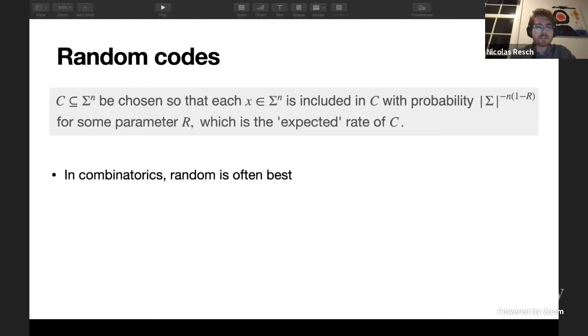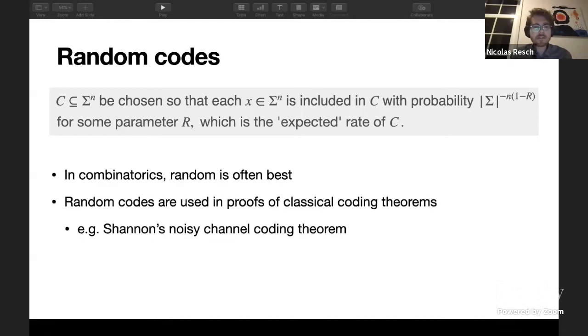Well, codes are combinatorial objects, and there's this interesting phenomenon that in combinatorics, random objects often are the best for a given problem. Also, from a more coding theoretic perspective, they're used in proofs of many classical coding theorems. As an example, one of the very first theorems ever proved in coding theory, Shannon's noisy channel coding theorem, uses random codes. They also appear in certain proofs of, say, the Gilbert-Varshamov bound.